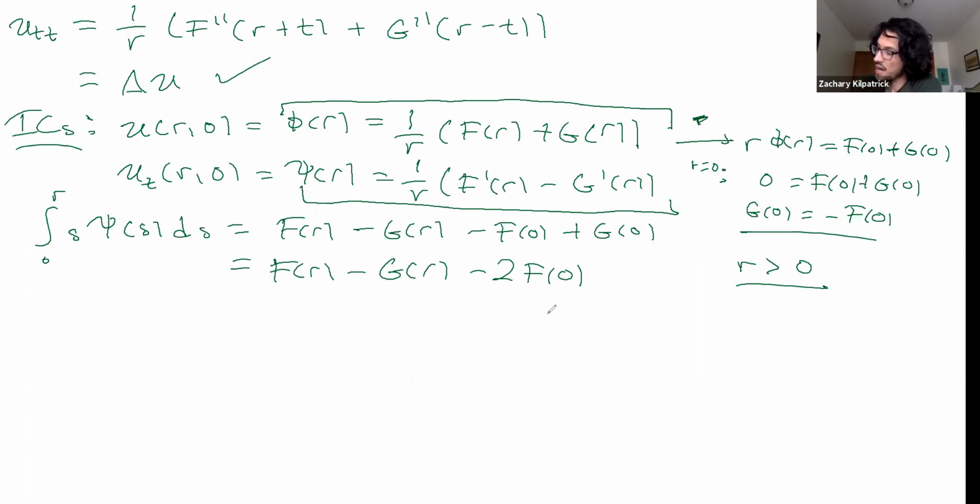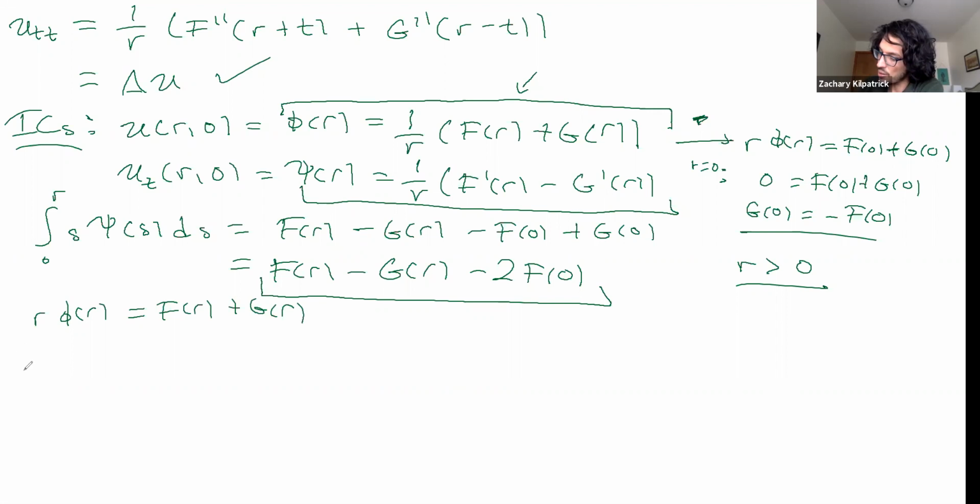So I can take now this formula and this formula up here, and I can combine them, right? I can multiply through by r here, and I get r phi of r equals f of r plus g of r. And, just to go through a calculation like this again, f of r minus g of r here minus 2f of 0, okay? So if I sum these two equations, I can cancel out the g of r here, and I'll get a formula for f of r, okay? So this is the way I back out capital F in terms of my known initial condition functions.